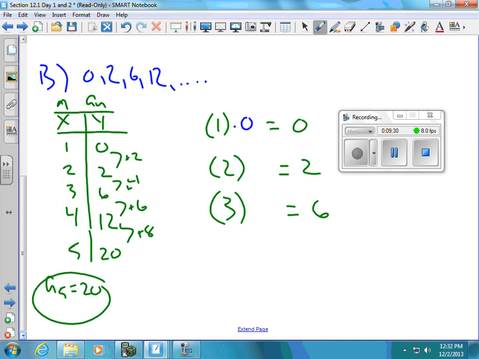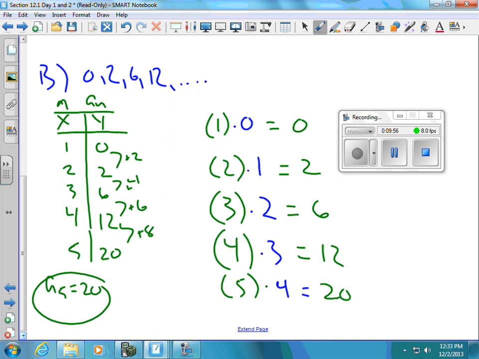Multiply by 0, multiply by 1, multiply by 2. Well, I think I see something here. 4, I would multiply that by 3, and I would get to 12. And if I plug in 5, and I multiply that by 4, it gives me 20. So I think we're onto something here.